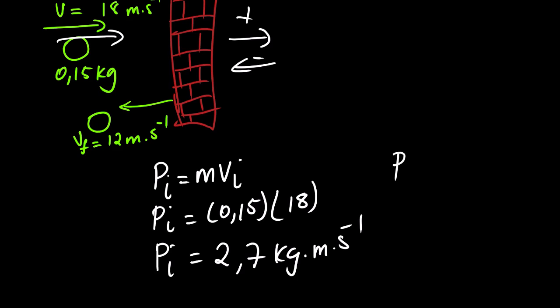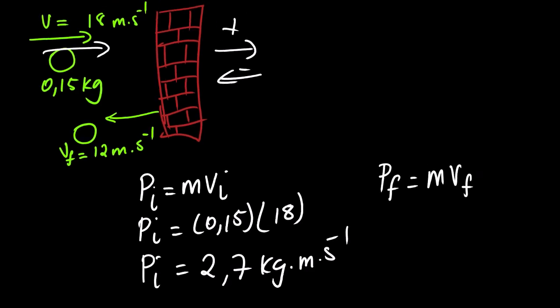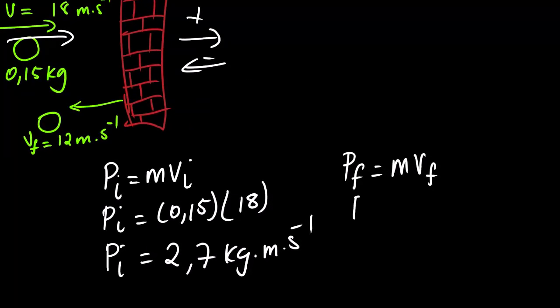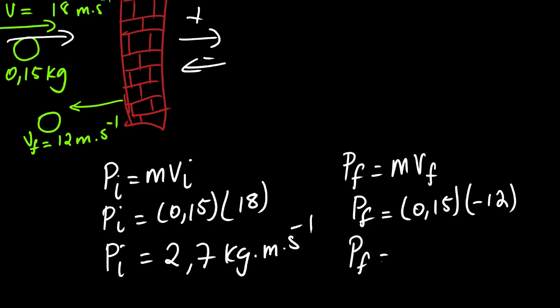And then calculating the final momentum, we are going to have the mass is 0.15, final velocity is negative 12 since it's moving away from the wall. The answer will be negative 1.8 kg meters per second.